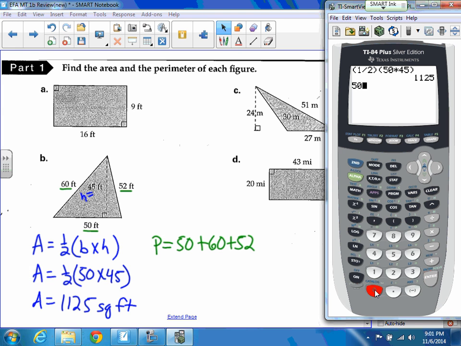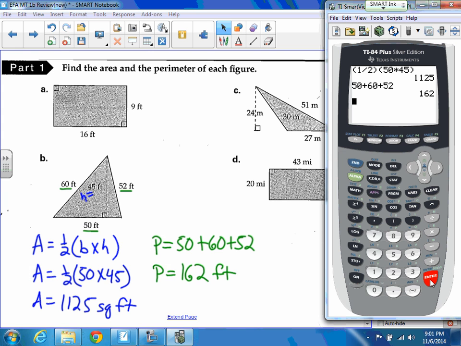Okay, 50 plus 60 plus 52. And I get 162. Now remember, for the perimeter, we just give the units. So it's 162 feet. Okay, go ahead and do the area and perimeter for A, C, and D.